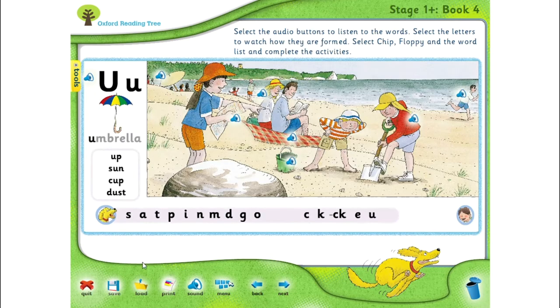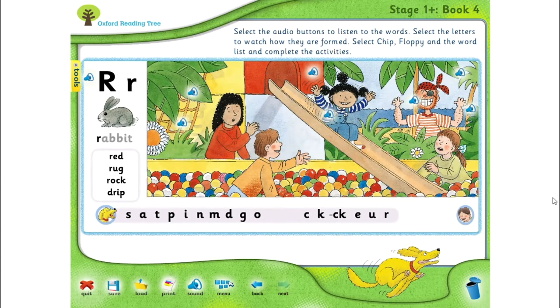We get to, ah, as in umbrella. This is not our letter. And this one, yeah, here we are. Listen. Rabbit. As in rabbit. Rabbit. Okay, let's listen to some other words, such as green.